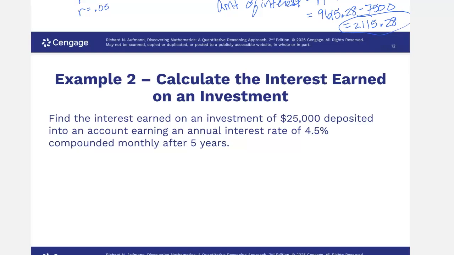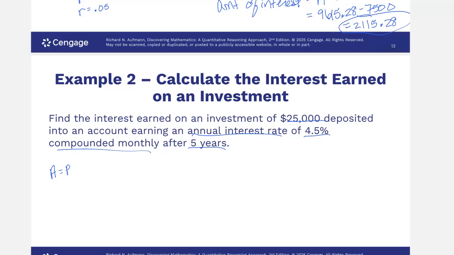Let's look at another example. Find the interest earned on an investment of $25,000 deposited into an account, earning an annual interest rate of 4.5% compounded monthly over 5 years. So now we're looking for the amount of interest earned. We've got to figure out that future amount first.